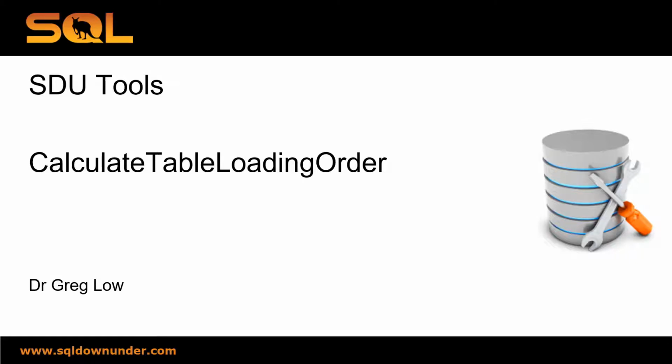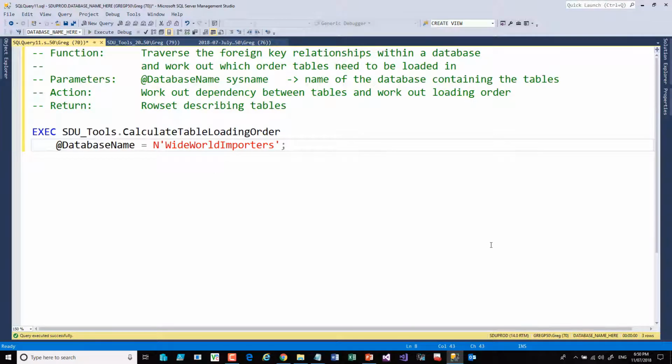This is another video in the SDU Tools series called Calculate Table Loading Order. If you have a database with foreign key relationships, it can often be difficult to work out the order that you need to load tables, so that your foreign key relationships are maintained. You might also just simply want to traverse a database and work out the dependencies between the tables. So we've provided a tool for that.